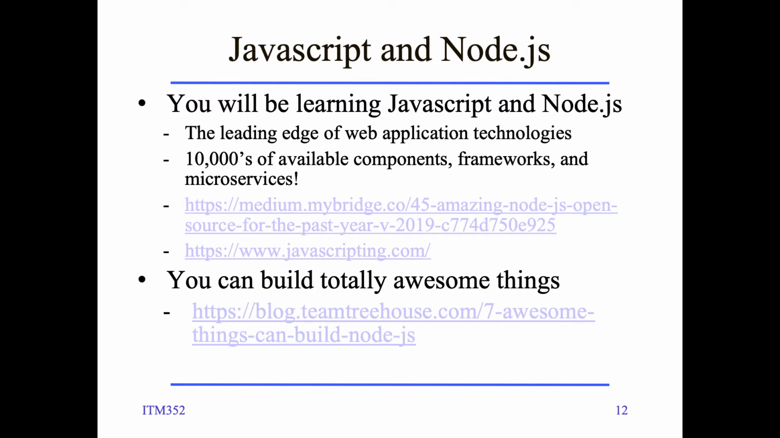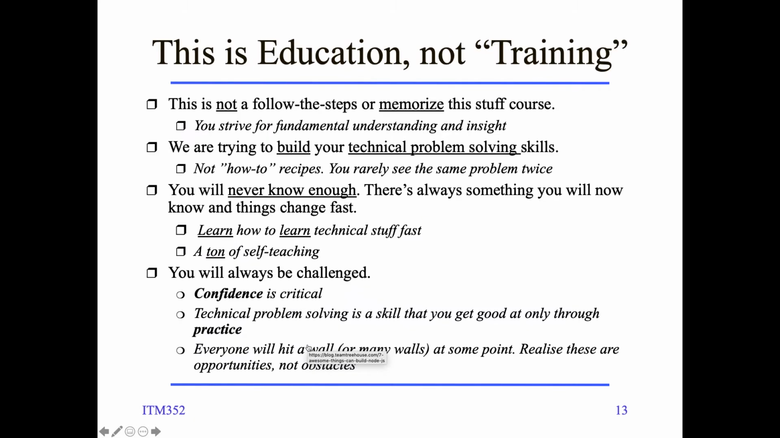There are literally tens of thousands of available components, frameworks, and microservices that are built in JavaScript and useful for JavaScript, and in particular Node.js. You can go here and take a look at some of the amazing things that Node can do for you. There's also this website here, javascripting.com, that shows you some interesting things you can do in JavaScript. You can really build some quite awesome things in JavaScript and Node, and here are some projects, 7 awesome things that you can build in Node.js. I encourage you to take a look at them.